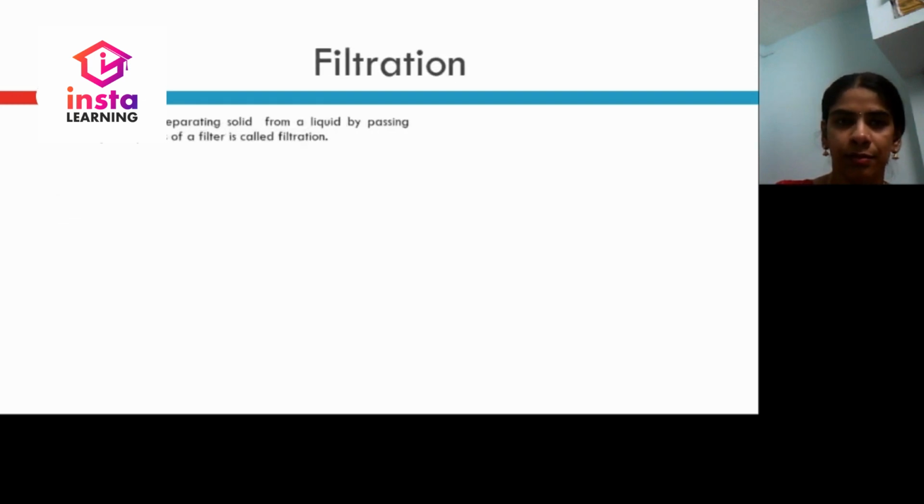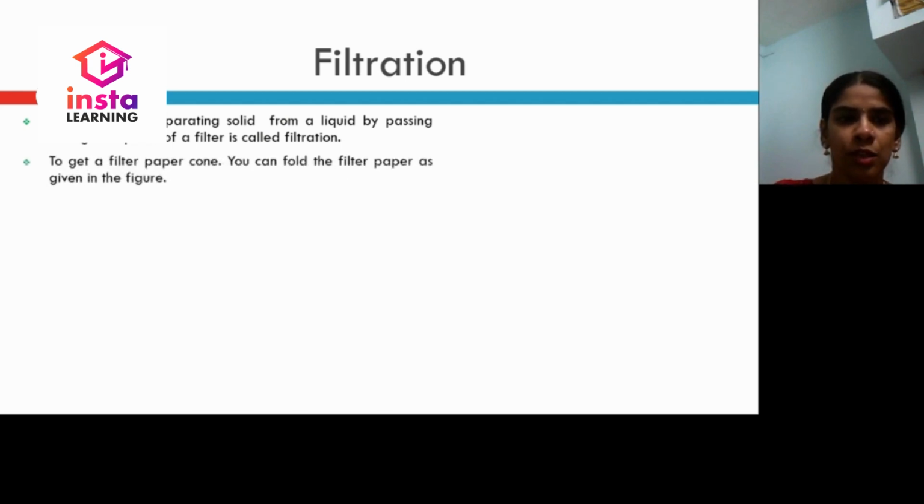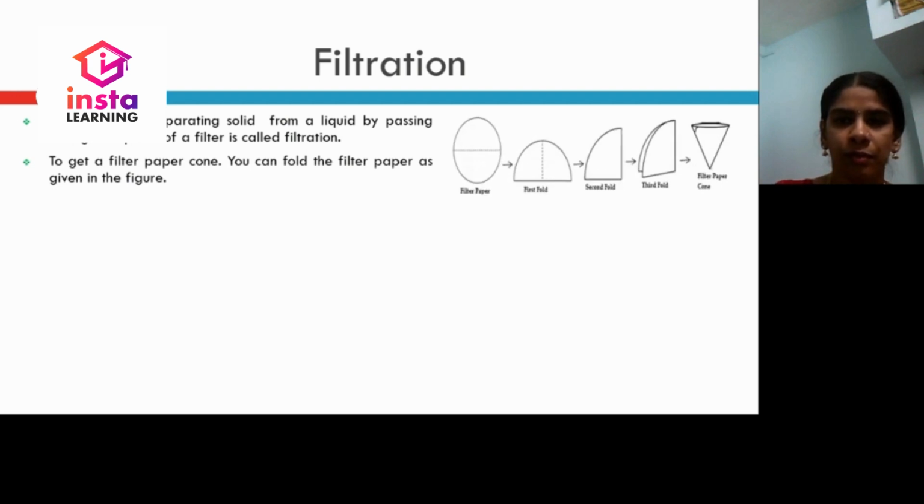Filtration. The process of separating a solid from a liquid by passing it through the pores of a filter is called filtration. To get a filter paper cone, you can fold the filter paper as given in the figure. Take a filter paper, make a first fold and then the second fold. After the third fold, make it into a cone.